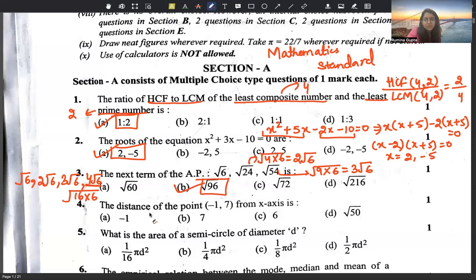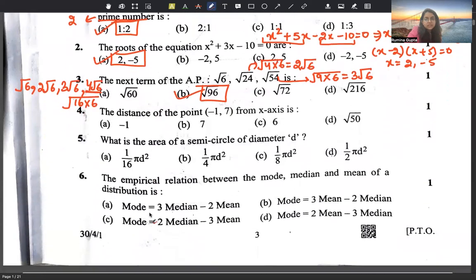Now, the distance of a point (-1, 7) from the x-axis. Let's make an xy plane. This is your xy plane. I think everyone knows where (-1, 7) will be. It will be here, because here is -1 and somewhere here 7 will lie. So (-1, 7) is here.